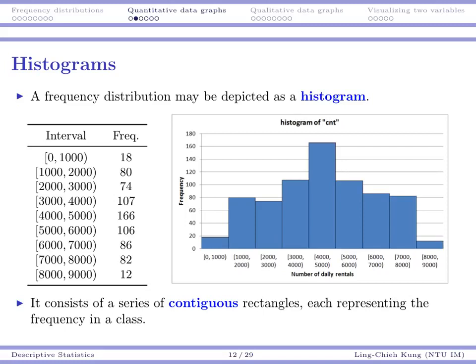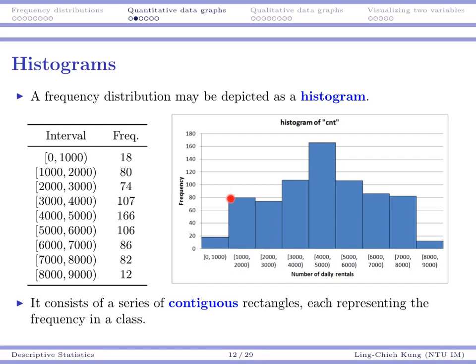Regarding the graph itself, there are some things to keep in mind. First, of course, you need to know what's required for a histogram. A histogram must have a series of contiguous rectangles, each representing the frequency in a class. Contiguous here is a key word. You need to make sure that all the rectangles are connected with each other.